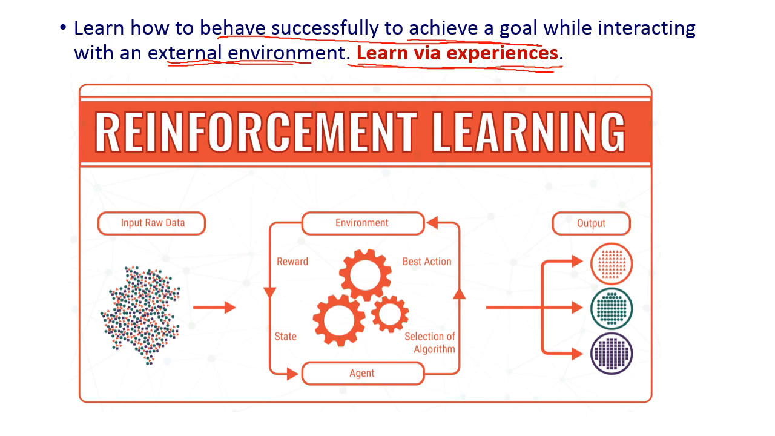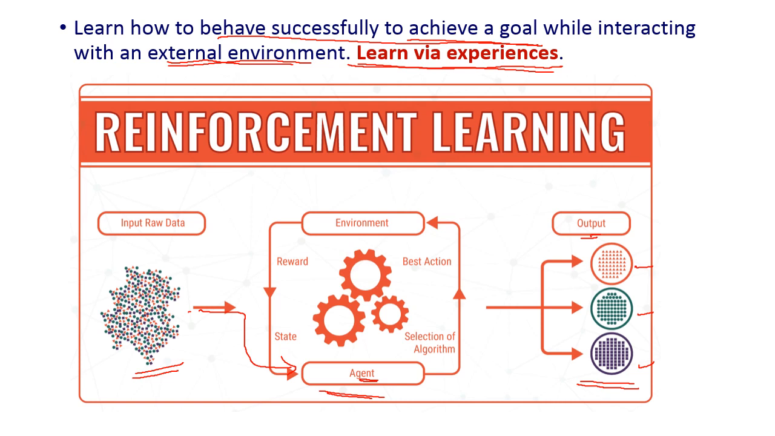So this is one simple diagram for explaining reinforcement learning. Here we have the input raw data, with three different objects in this raw data, and our output is three different containers. All the objects are placed correctly in those containers, and this is our reinforcement algorithm. Here this is our first state. The first state is given to the agent.